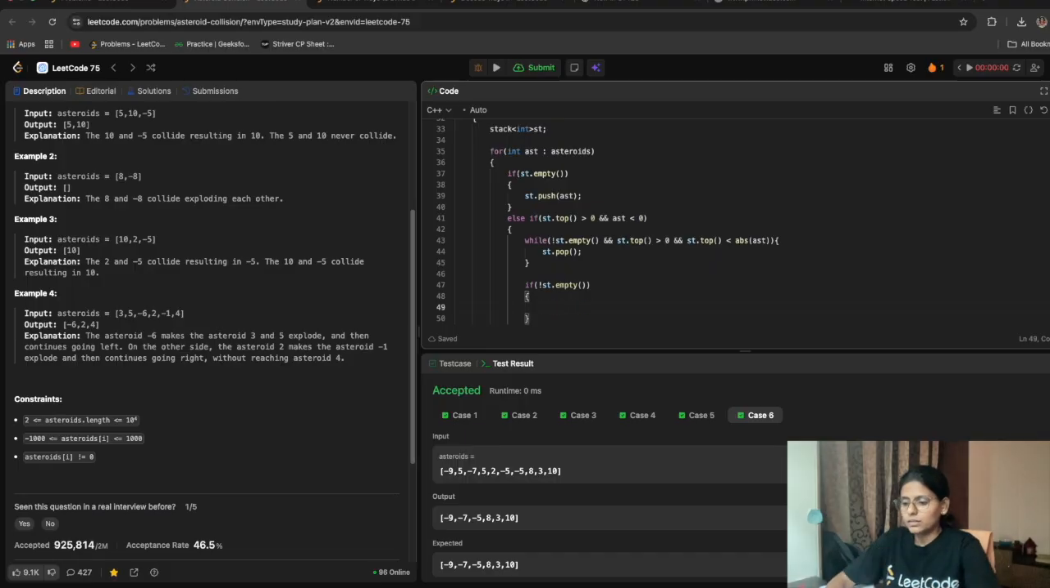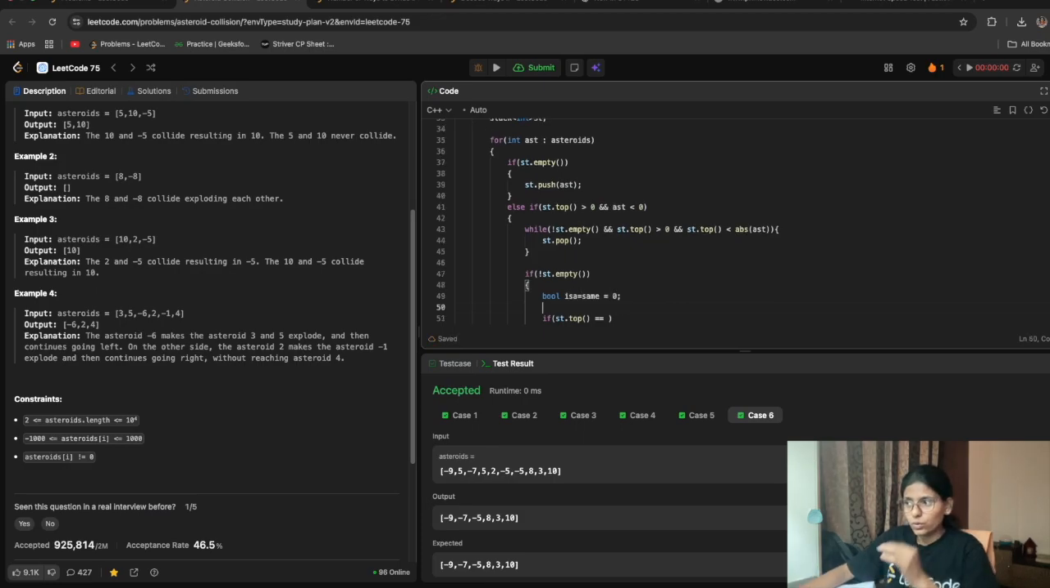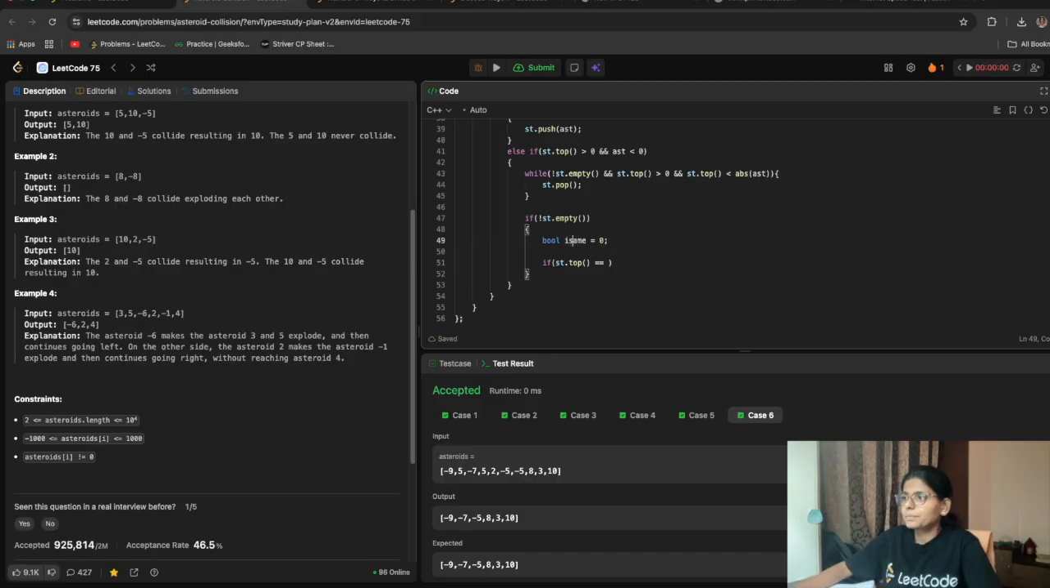So I can check if my st.top is equal. Let me take one bool variable, isSame. Right now I don't know whether both values are the same or not, so I am taking it as 0. isSame is 0, and if st.top is equal to the absolute value of ast, then it means both are the same. So I can pop out the recent one, st.pop, and isSame equals true, that yes, both were the same.